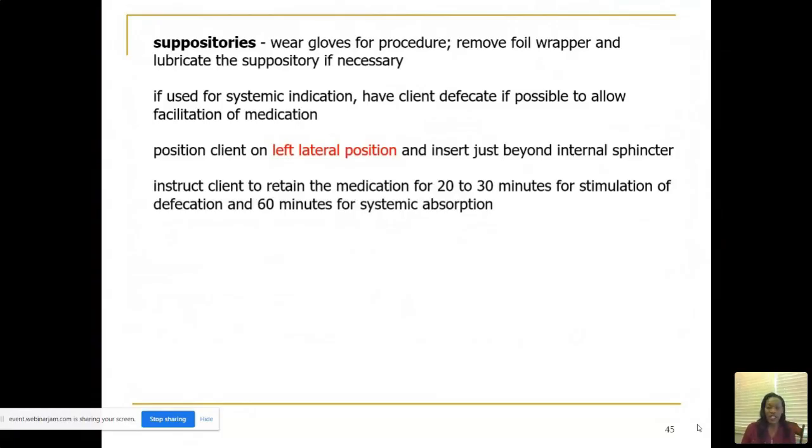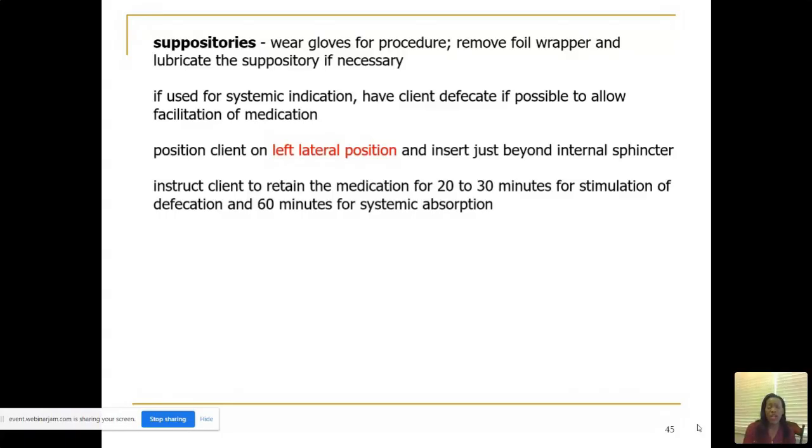So for at least 30 to 60 minutes, because think about it. I give you a rectal suppository and you have a bowel movement. It's gonna come right out, okay? So I need you to retain that medication for a good 30 minutes. So please, no defecating, at least an hour, like hold it in, because we need it to dissolve and get into your system. We have a lot of blood vessels too.